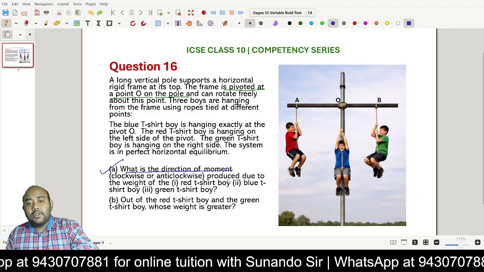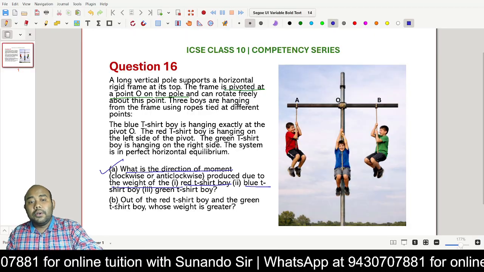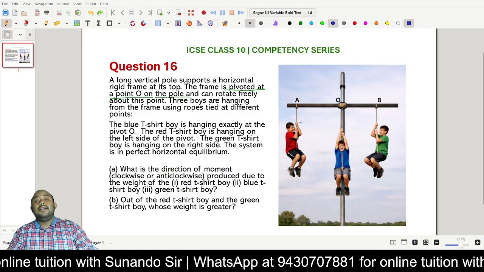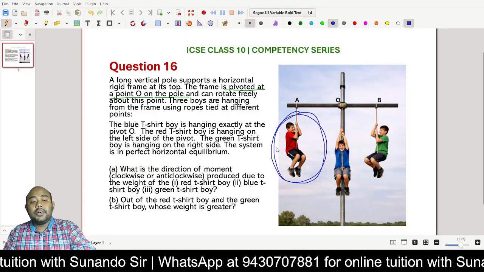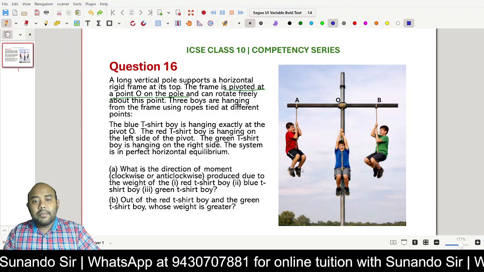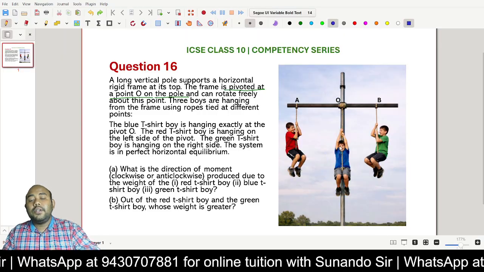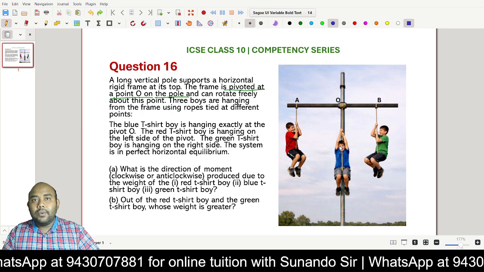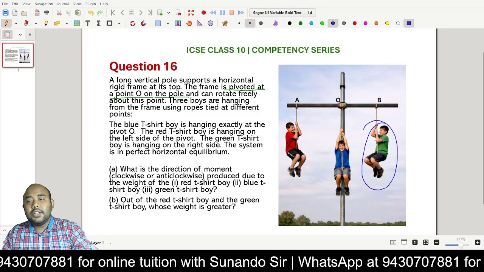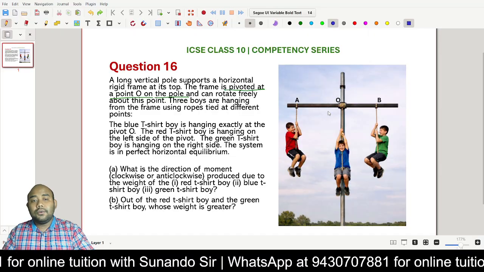Now the question is, part A, what is the direction of moment, whether clockwise moment or anti-clockwise moment, which is produced due to the weight of the red t-shirt boy, the blue t-shirt boy and the green t-shirt boy. So they are asking us that the weight of the red t-shirt boy is producing which type of moment, clockwise moment or anti-clockwise moment about the pivot O. Similarly, this blue t-shirt boy is producing which type of moment, clockwise or anti-clockwise moment about this pivot O, and this green t-shirt boy's weight is also producing which kind of moment about this pivot O.